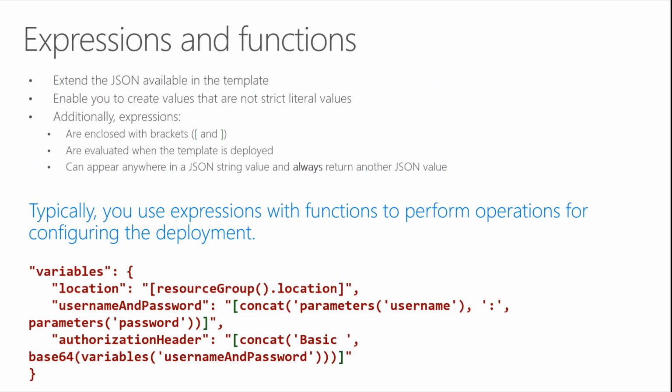Expressions and functions extend the JSON available in the template. You can take values, and we've been talking about these already, that are not strict literal values, but combinations of things. It shows a little bit on the screen, but if you can't see red and green, I apologize. In the username and password, there's a green bracket, and inside that we concatenate the parameters of the username and the password. Likewise at the bottom of the screen, you concatenate a base64 variable, username and password. This is calculated inside of the variable first, and then it returns a value.